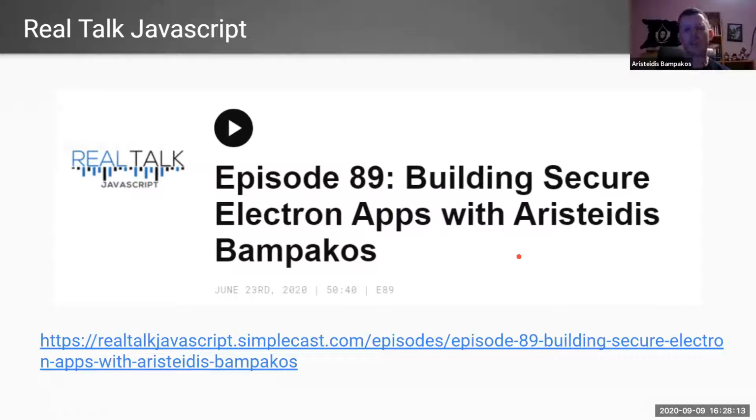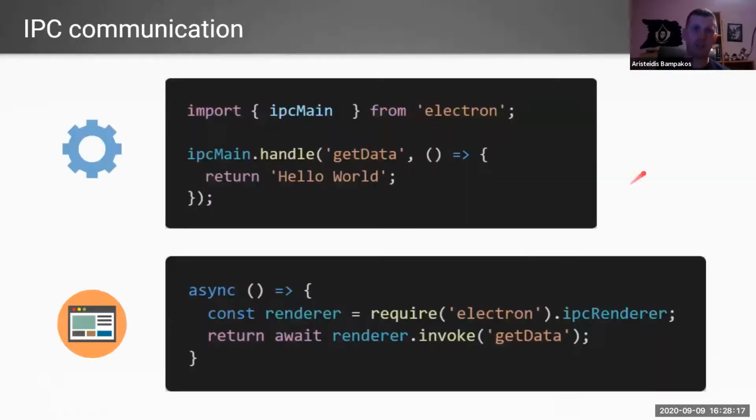So, what should we do then if we can't use the remote object? There is a method which is called IPC communication. IPC communication is a technique for exchanging messages from the main process to the renderer and back asynchronously. Remember that the remote object technique was synchronous, so this one is asynchronous. For example, how would we use the IPC?